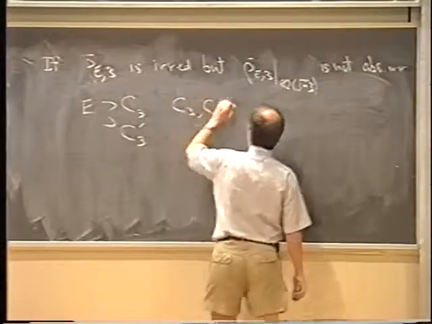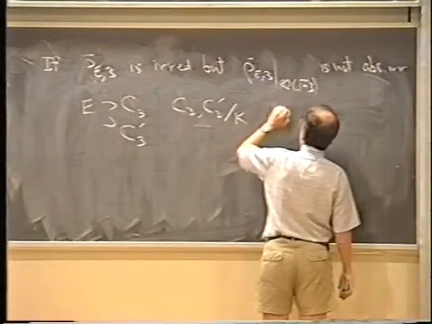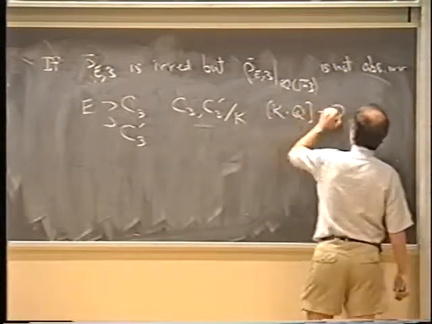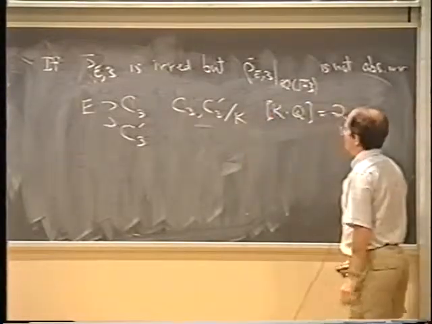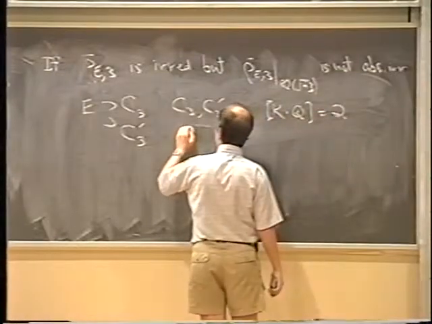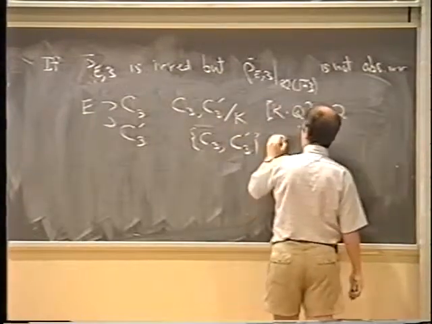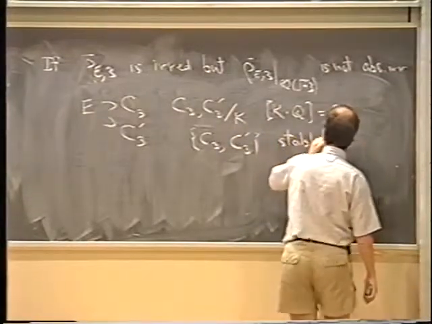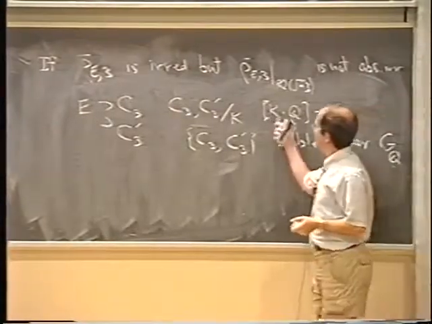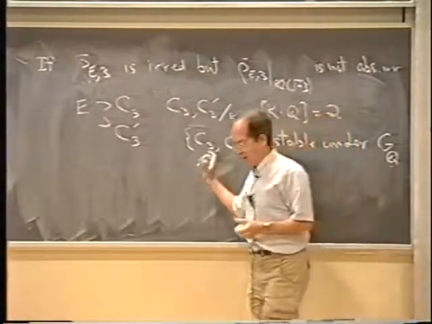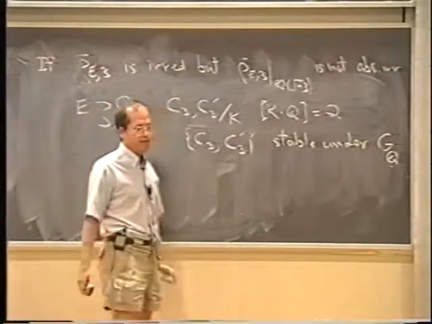C3 and C3 prime defined over a quadratic field K. And so the set of C3, C3 prime will be stable under the Galois group of Q. Meaning if you have an automorphism, well, if it fixes K, it'll fix these 2 subgroups. If it doesn't, it may permute them. I guess if E3 was irreducible, it has to permute them because they're not rational.